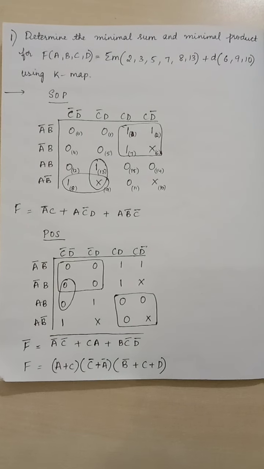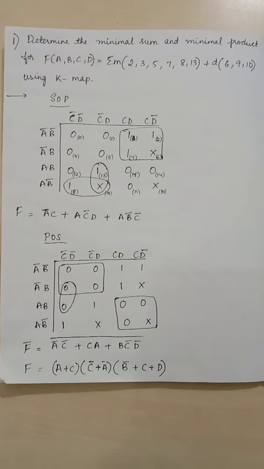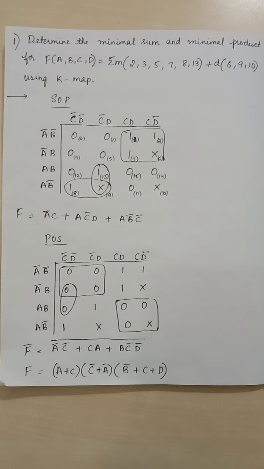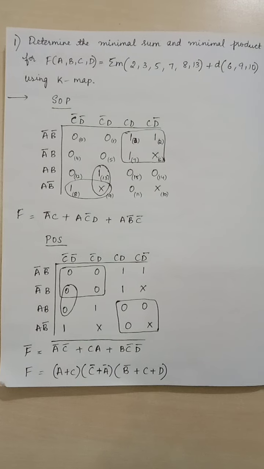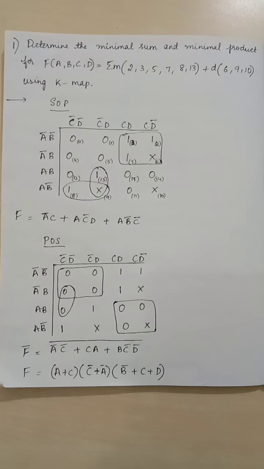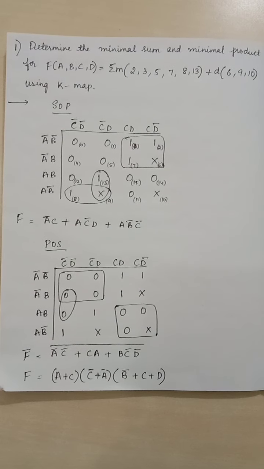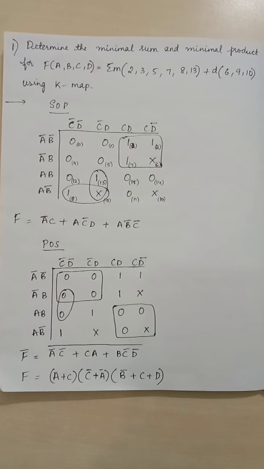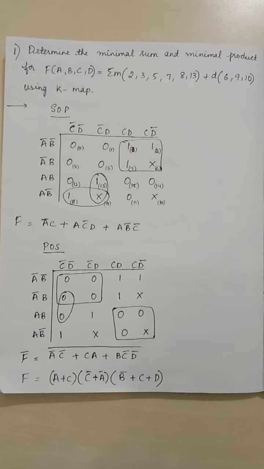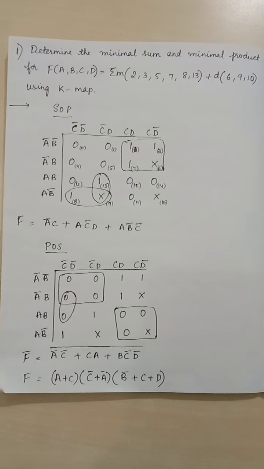In this video, I will explain problems related to the subject Analog and Digital Electronics. First question is, determine the minimal sum and minimal product for f of ABCD, which is equal to summation m 2, 3, 5, 7, 8, 13 plus d, which means don't care, 6, 9, 10 using K-map. K-map is nothing but Karnaugh map.